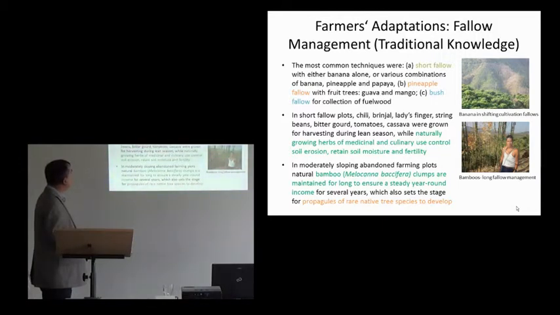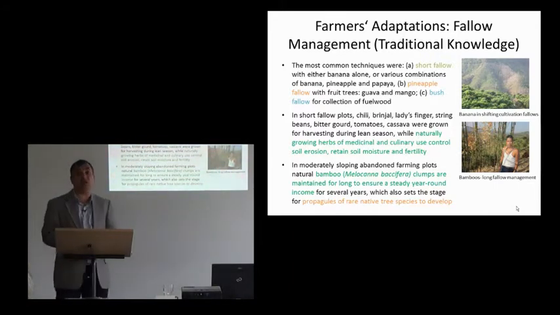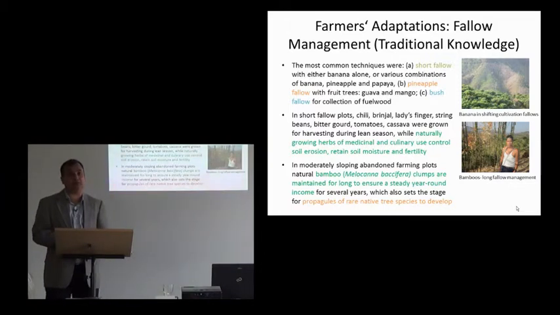In short fallow, what they do is they plant all these annual crops, and they also allow growing herbs of medicinal and culinary use, because these plants not only help in livelihood, but also check soil erosion and retain soil moisture and fertility. So this is their traditional knowledge. And also, most interestingly, they also manage long fallows, bamboo long fallows.